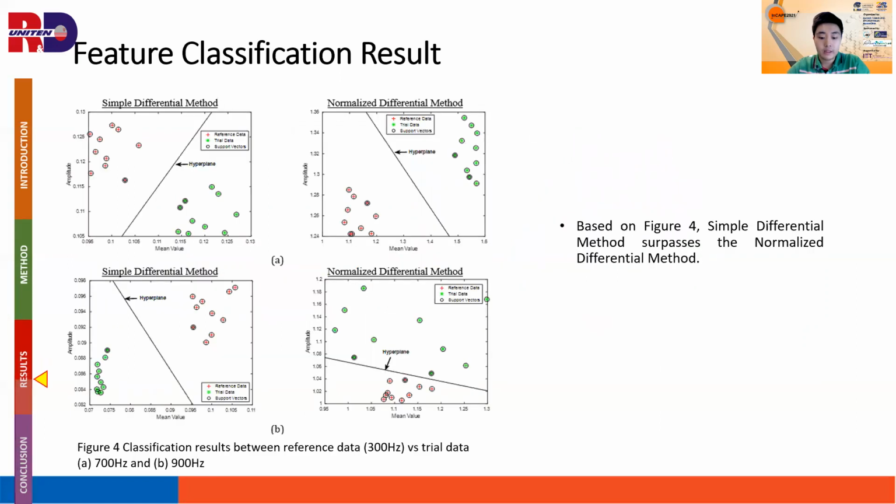For the result of the feature classification phase, figure 4 shows the classification result implemented using the support vector machine. Based on figure 4, the classification performance of the simple differential method surpasses the normalized differential method. This is because the handcrafted point scatter for simple differential maintains its distance from the hyperplane as compared to normalized differential, which is less consistent. Another point is that the feature separation of the simple differential from the hyperplane has a relatively larger margin compared to the normalized differential method.